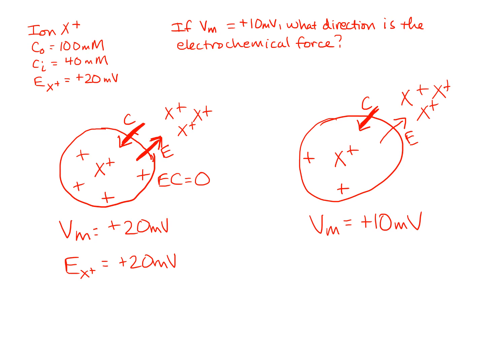So we're going to draw our electrical driving force with a thinner arrow because it doesn't want to leave quite as badly. So you can see that the chemical driving force is larger than the electrical driving force. So when you add these two together, your electrochemical driving force will be into the cell, and at plus 10 millivolts, the electrochemical driving force will be into the cell, and so the ion will move into the cell.